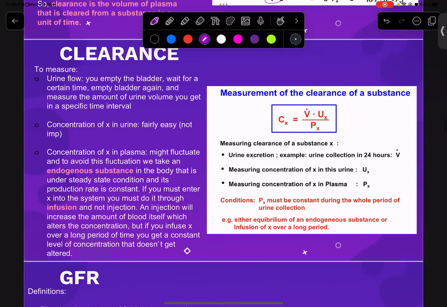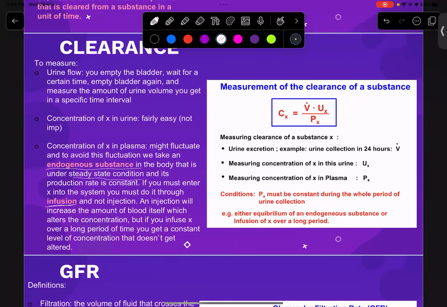Therefore, to avoid this fluctuation and to make sure that everything we're measuring is constant, we take either an endogenous substance under steady state conditions, or we infuse a substance. Okay. And I will give you examples for both of them.